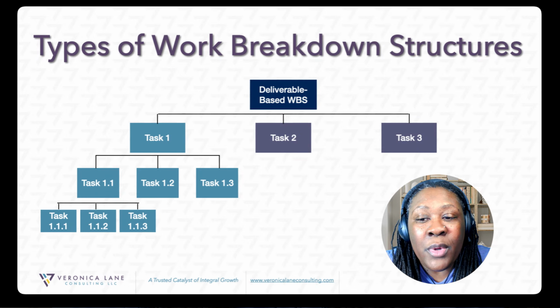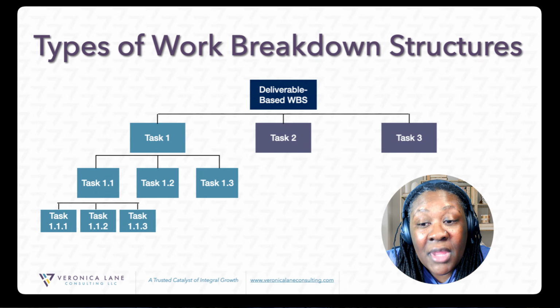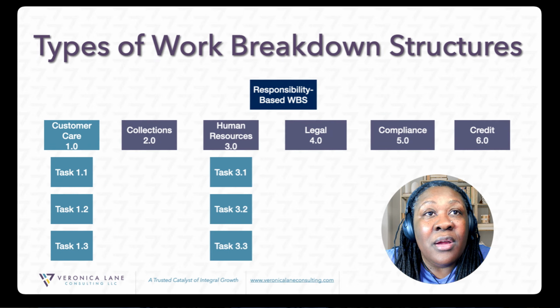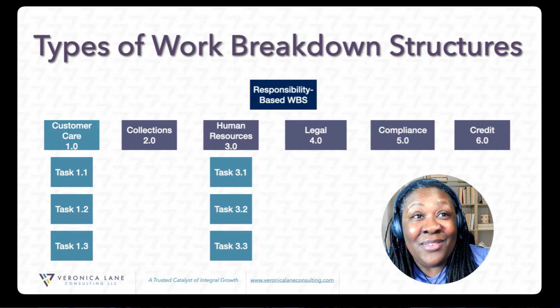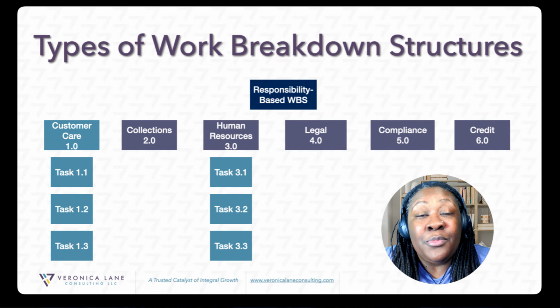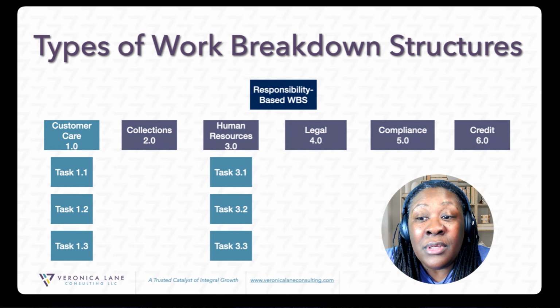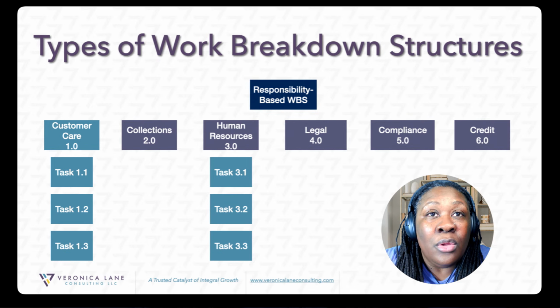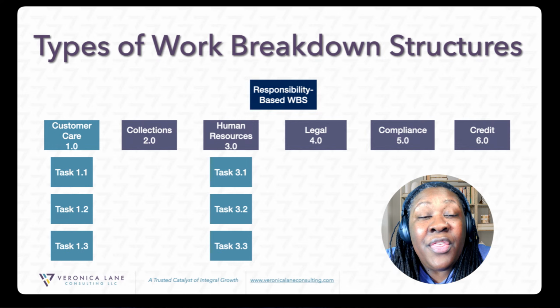So this would be what we would call deliverable based. But there is a third, and the third is responsibility based, right? Maybe I'm saying, well, customer care, what are all the things that you have to do to make sure that all this work is done? So we list all those things out. Maybe it's another department. For this example, I've said collections or human resources or legal or compliance or credit. What are the things that have to happen so that all the work that needs to get done actually gets done? And we're going to list that out based upon the responsibilities of that area.